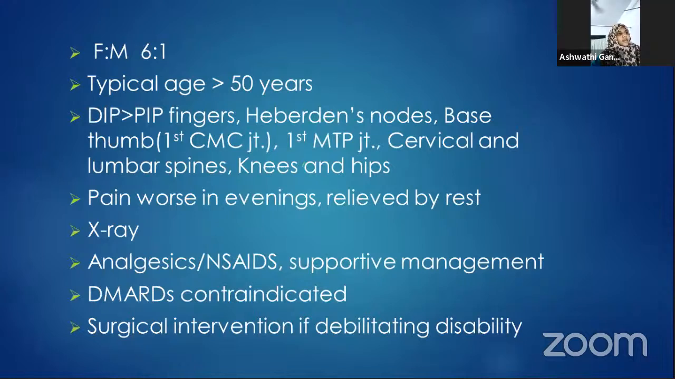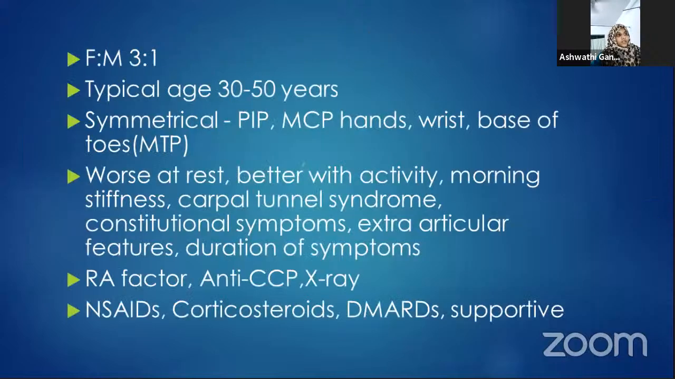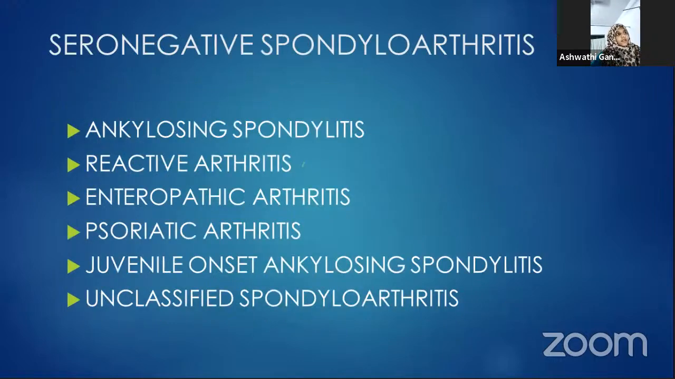Then rheumatoid arthritis. It is also seen in females, typical age group 30 to 50 years. Symmetrical involvement of the proximal interphalangeal joints, metacarpophalangeal joints of hands, wrist, base of toes, mainly hands and feet. It is worse at rest, better with activity. There can be extraarticular features. RA factor and anti-CCP will be positive. We have to treat with NSAIDs. DMARDs are initiated. Then supportive treatment is necessary. Long-term treatment is necessary.